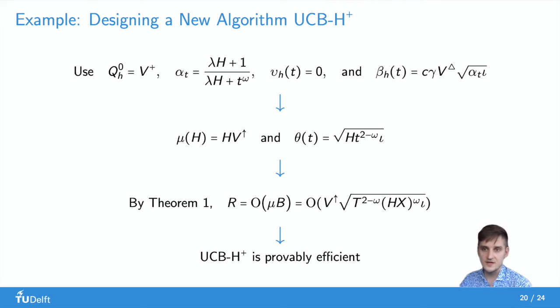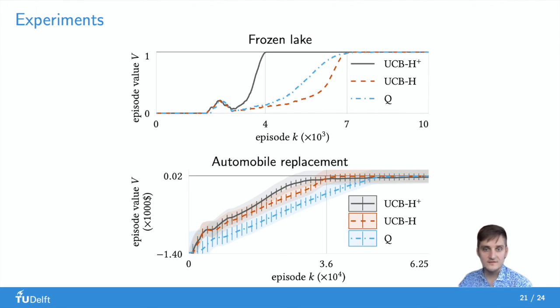Similarly to UCB-H, we check all of the conditions, and you can see it in more detail in the paper. Then we use the functions mu and theta to obtain a regret bound, which allows us to conclude that this method is indeed provably efficient. Moreover, we can see that the coefficient omega can be tuned to balance the time complexity, T, and space complexity, Hx, of the problem. We also tested this new algorithm on 2 problems, and you can see the results on the screen.